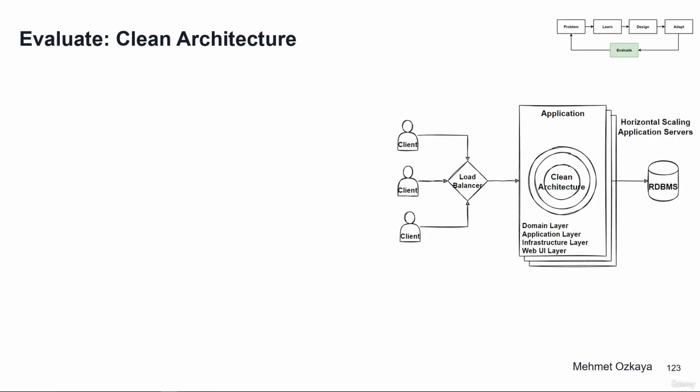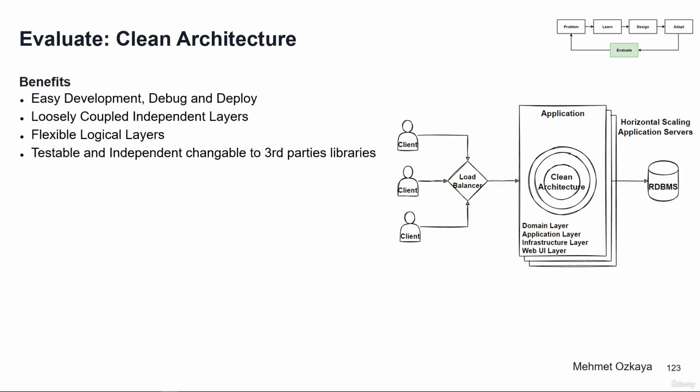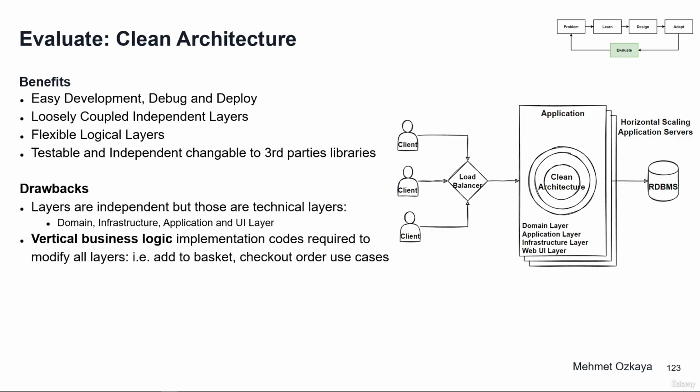Our current architecture for the e-commerce application is clean architecture following the monolithic approach. As you remember, we have already evaluated this architecture before and listed its benefits and drawbacks. You can see the slide. The benefits are easy development, debugging, and deployment, which come from the monolithic architecture. It provides loose decoupling, independent layers, a flexible logical layer, and it provides testable code and independently changeable third-party libraries. And there are also drawbacks.